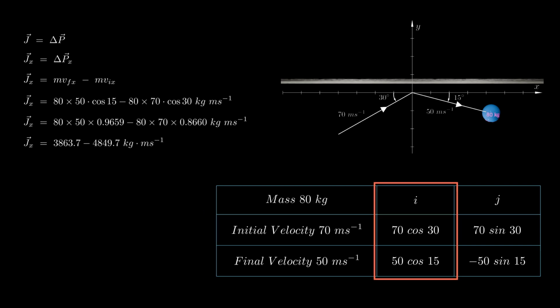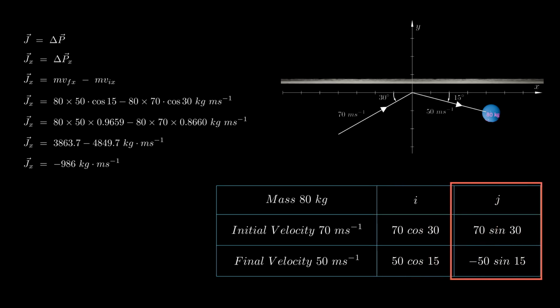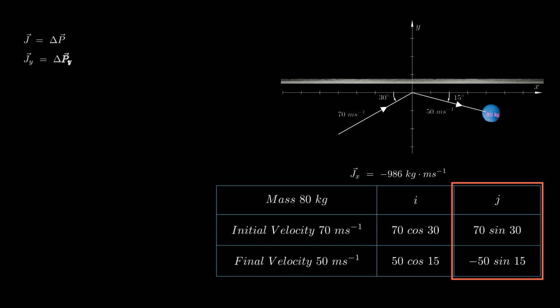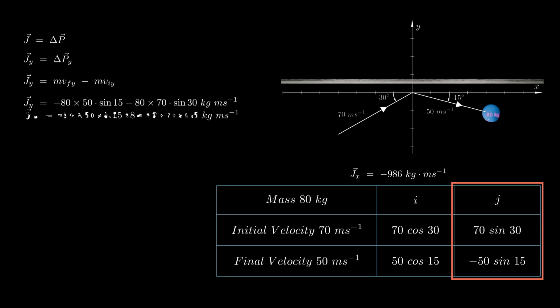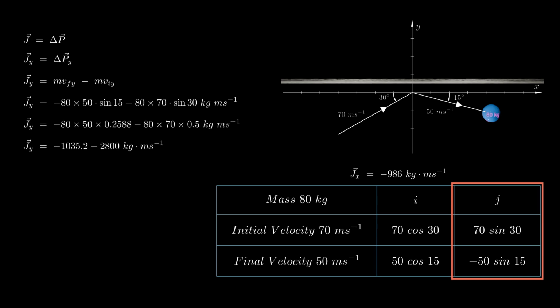Simplifying this gives us the change in momentum in the x direction as minus 986 kilograms times meter per second, which represents the impulse in that direction. Similarly, we can find the impulse component in the y direction by considering the change in momentum in this direction. By identifying the initial and final momentum in the y direction, and subtracting the initial momentum from the final momentum, we can simplify to find the impulse in the y direction, as minus 3,835 kg times meter per second.